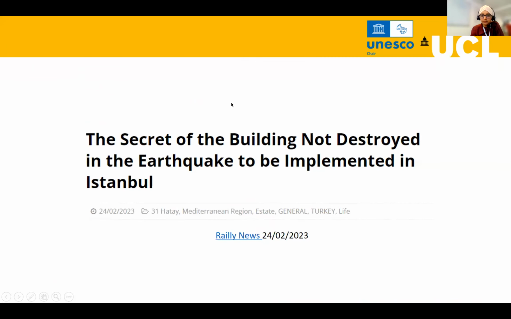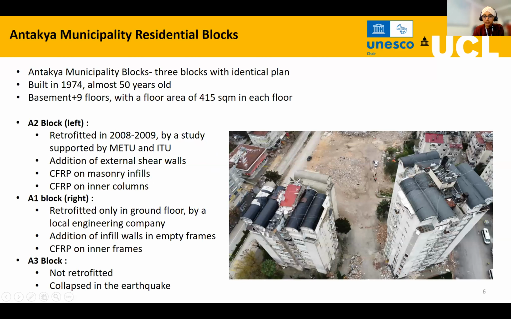So in that city where a lot of destruction happened, there was one building that came out still standing, as a very good example of good performance in this earthquake. And this has now been quoted as an example and is being carried to other cities for the retrofit of deficient structures. We are talking about this particular building, Antakya Municipality Residential Block A2, which is on the left of this figure.